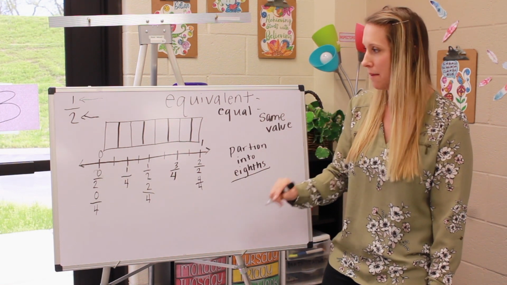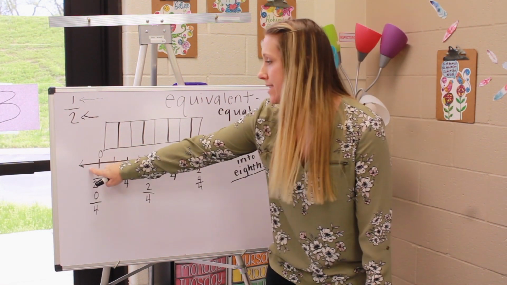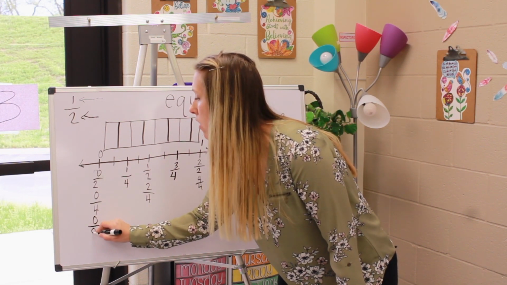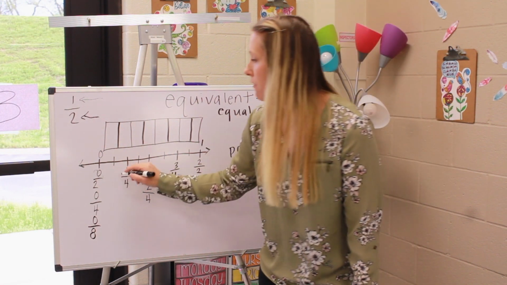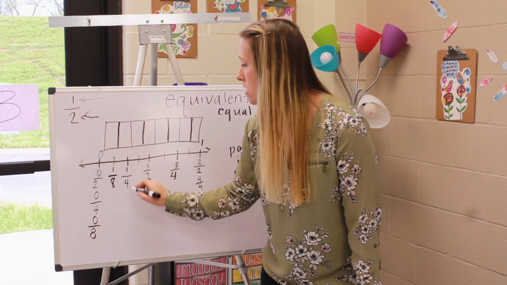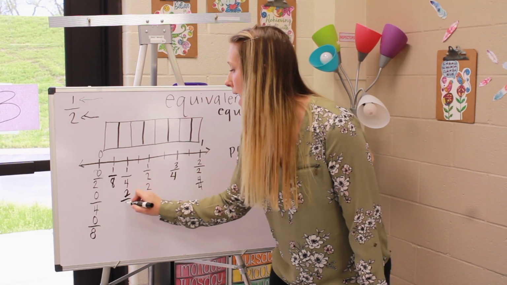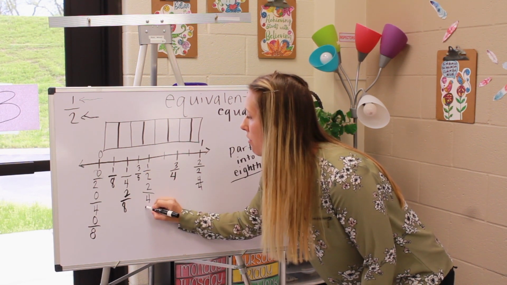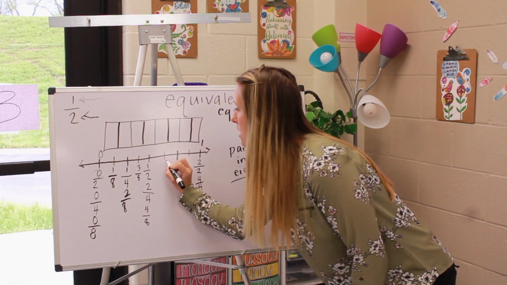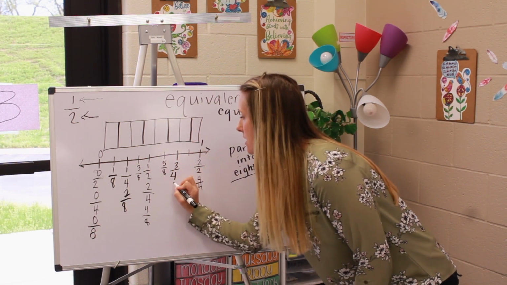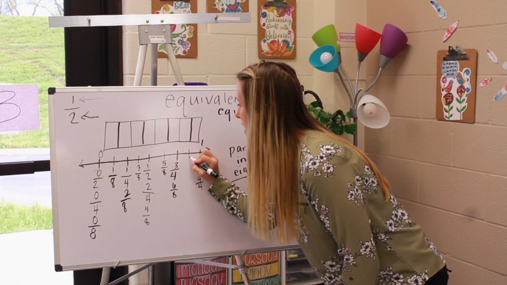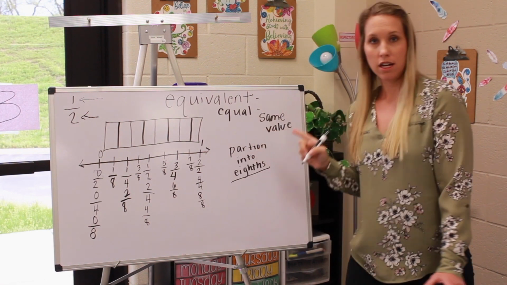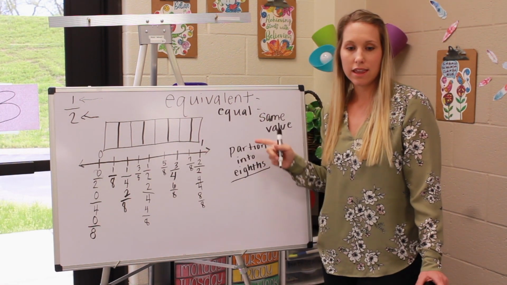Hopefully that gave you enough time. All right, let's review. We have 0 out of 8, which we would label with the value of 0/8. Then we have 1 out of 8, 2 out of 8, 3 out of 8, 4 out of 8, 5 out of 8, 6 out of 8, 7 out of 8, and 8 out of 8. Does your number line look like this?